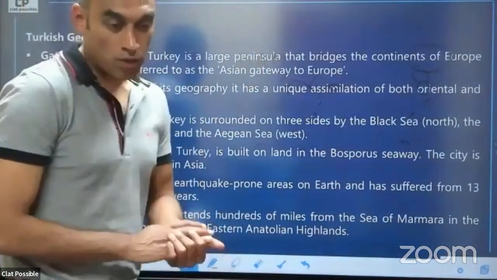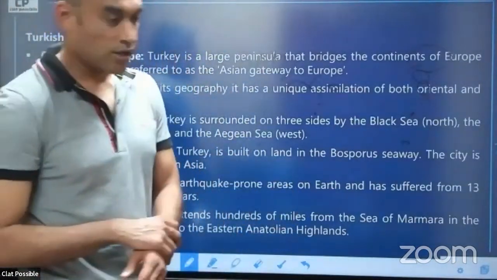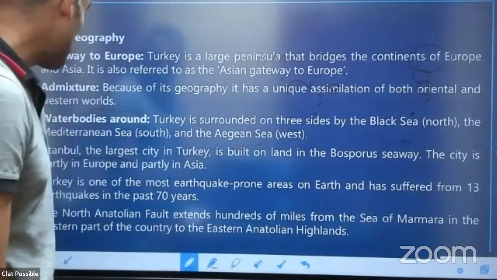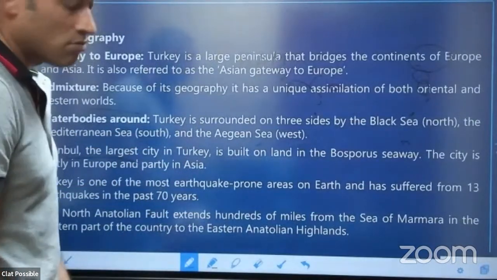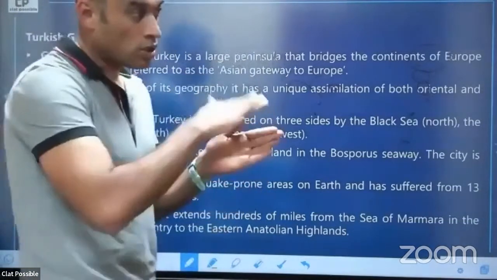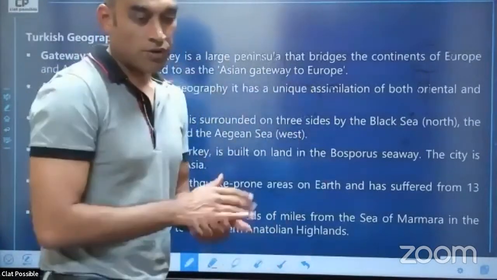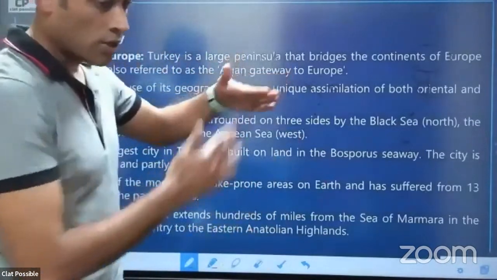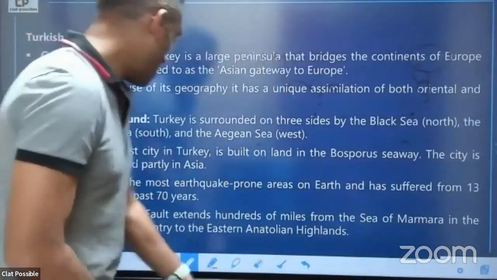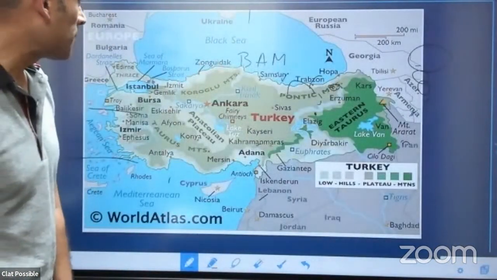So Turkey is a gateway to Europe and most of its part is in Asia. A small part is in Europe. Okay. And I've already mentioned the water bodies here. Istanbul is the largest city and very prone to earthquakes because 95% of the area is in the Anatolian region. It is part of the northern fault line and the eastern Anatolian fault line, right? Which is also mentioned here.